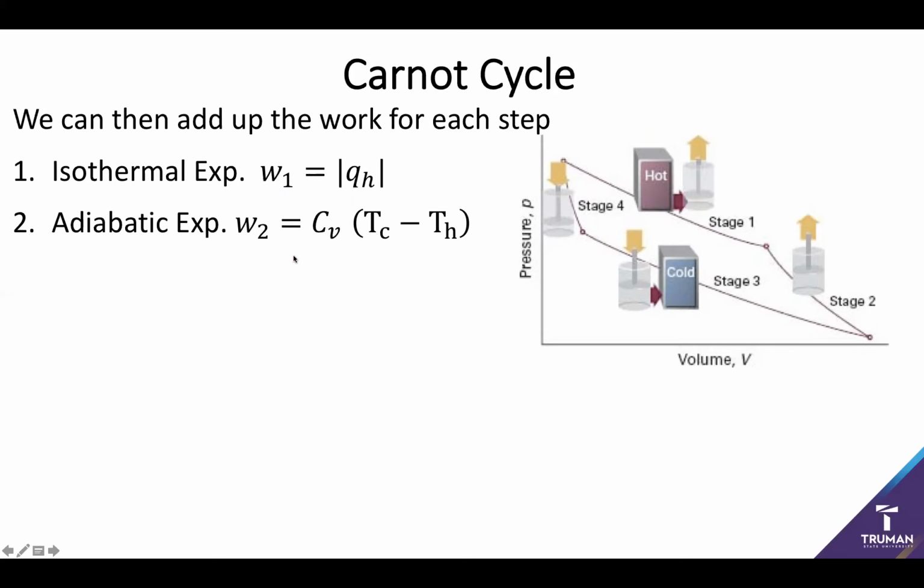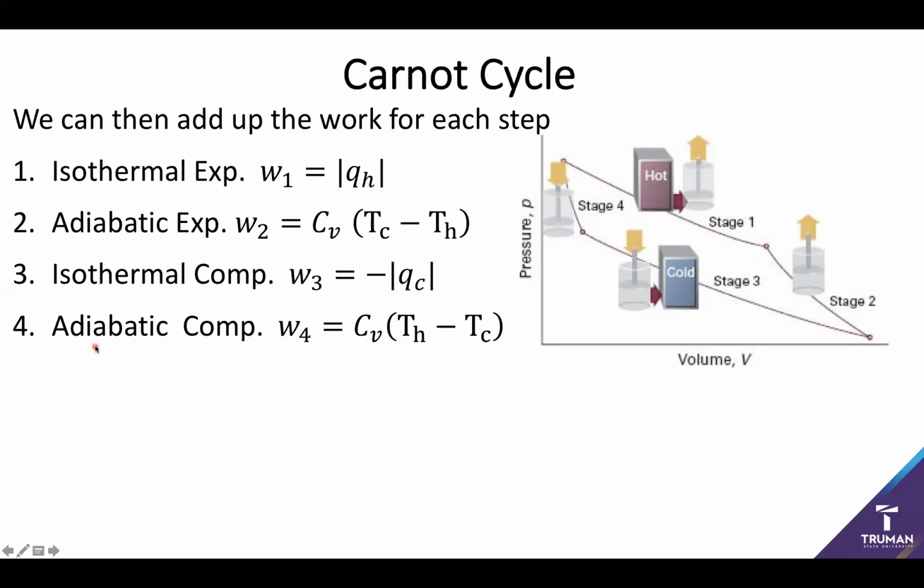For the adiabatic expansion, we're also going to see our system accomplishing work, but this work is going to be related to the difference in the temperatures. And for our isothermal compression, essentially, we're putting work into the system of an equal but opposite magnitude of the heat essentially leaving.